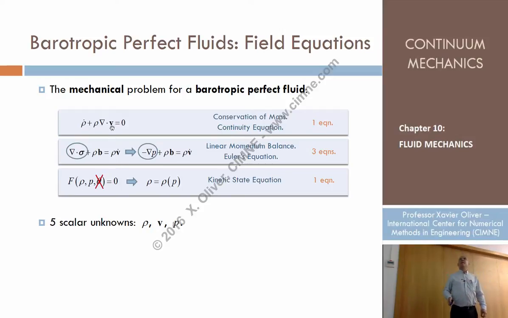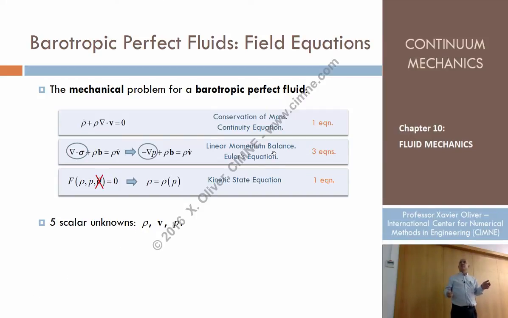So look, how many equations do we have? One equation here, three equations here, one equation here, so the grand total is 1 plus 3 plus 1, 5 equations. And how many unknowns? Well, what are the unknowns? The density, 1, the velocity, 3, and the pressure, 1. So we have 1 plus 3 plus 1, 5 unknowns. So that huge problem of the general case gets much simpler.